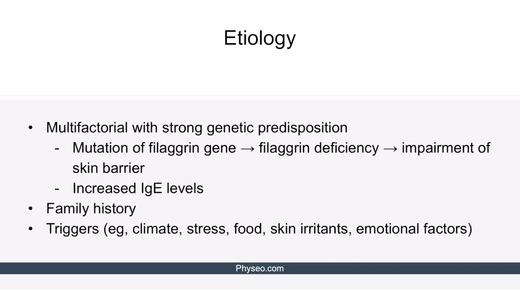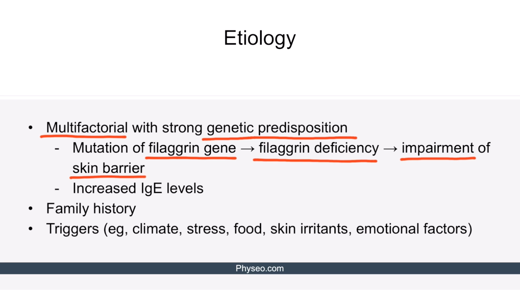The etiology of atopic dermatitis can be multifactorial with a strong genetic predisposition. A mutation in the filaggrin gene leads to filaggrin deficiency, which further leads to impairment of the skin barrier. Some patients may develop increased levels of IgE, causing a type 1 hypersensitivity reaction. Most patients will have a family history that's positive for atopic conditions. Various triggers, such as climate, stress, food, skin irritants, and emotional factors, are also some responsible etiologies.